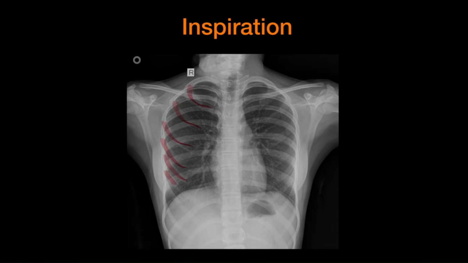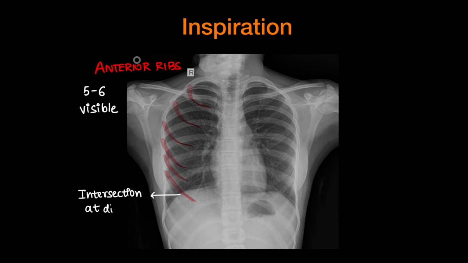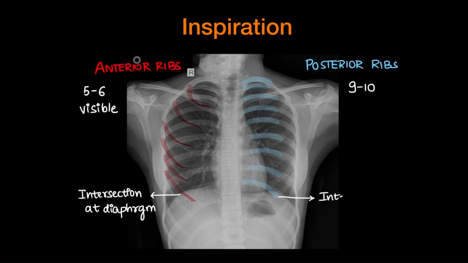Next technical quality is to identify whether it's a good inspiratory film or not. To assess the inspiration, you have to count the number of anterior ribs. Five to six visible anterior ribs should be there. You have to count them above the diaphragm. So the last rib which you count should be intersecting the diaphragm in the mid-clavicular line. That is a good inspiratory film. And posterior ribs, when you count them, at least 9 to 10 should be visible above the diaphragm. That means it's a good inspiratory film.